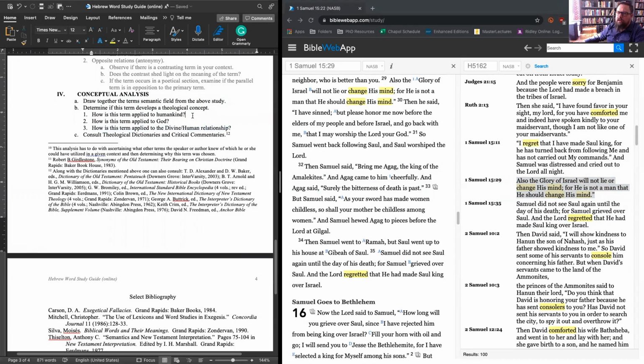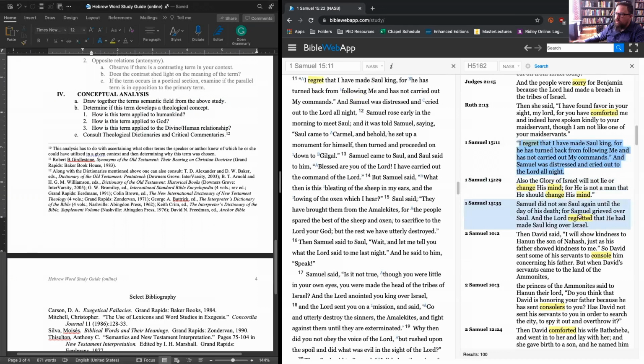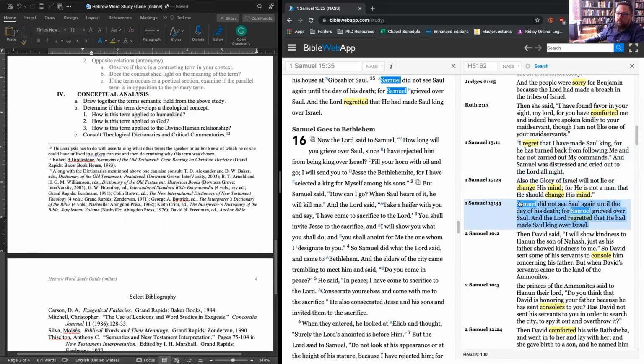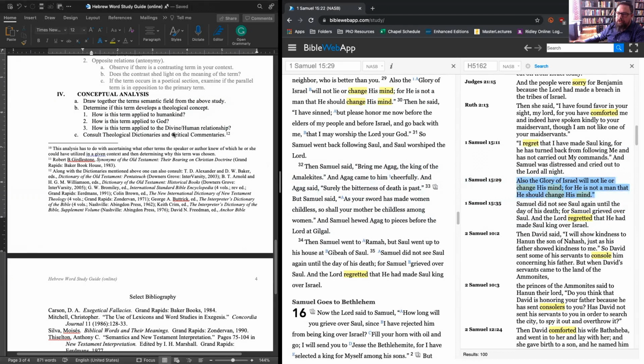Do humans nacham? Yes. Does God nacham? Well, yeah. God nachams here and God nachams here, right? And then Samuel says that he doesn't here, right? And so we have this interesting juxtaposition. How does this term apply to the divine-human relationship?